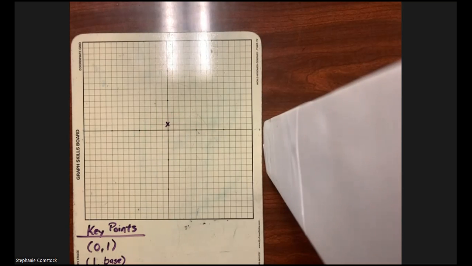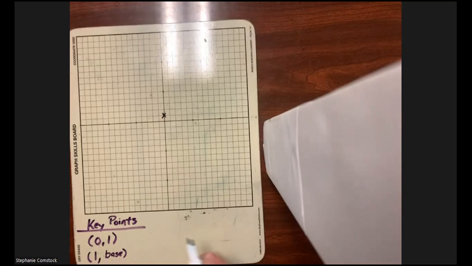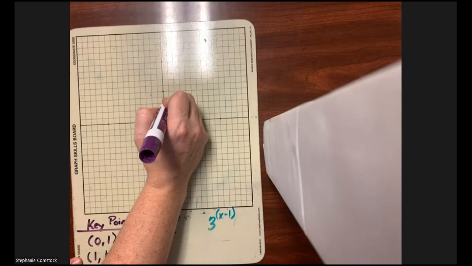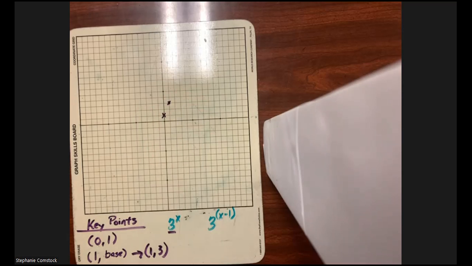Now, the particular one that we are doing was, they said use 3 to the x to graph 3 to the x minus 1. First thing I'm going to do is put that little bugger in a set of parentheses, just so that I know what I'm doing. So now I've got my 0, 1. The base for this one would be 1, 3, because 3 is my base here. So I'm going to go over here to 1, 3, and put a little X. Those are not going to be part of my ending graph, but that's what I'm going to utilize.